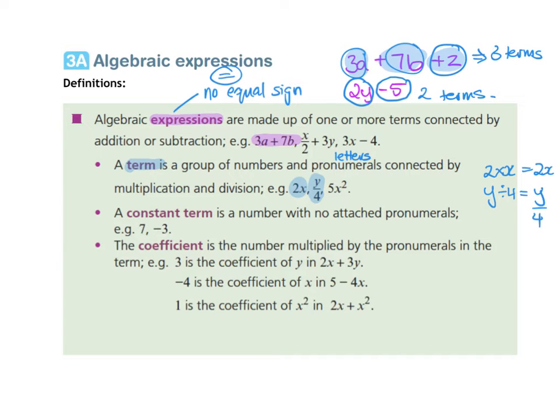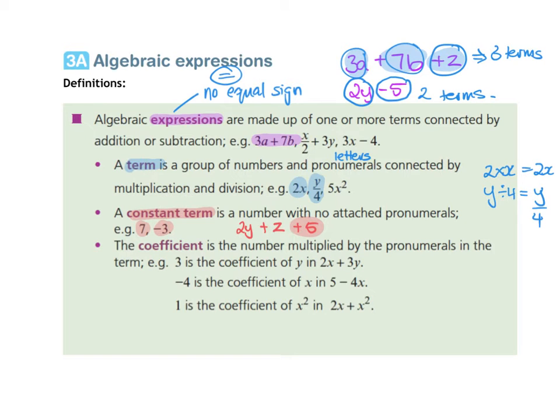All right, now we've got another one: the constant term. A constant term is when it's just the number. So you can see 7 or -3. If I had a little expression like 2y plus z plus 5, this one, because it's just a number, is called the constant, okay?